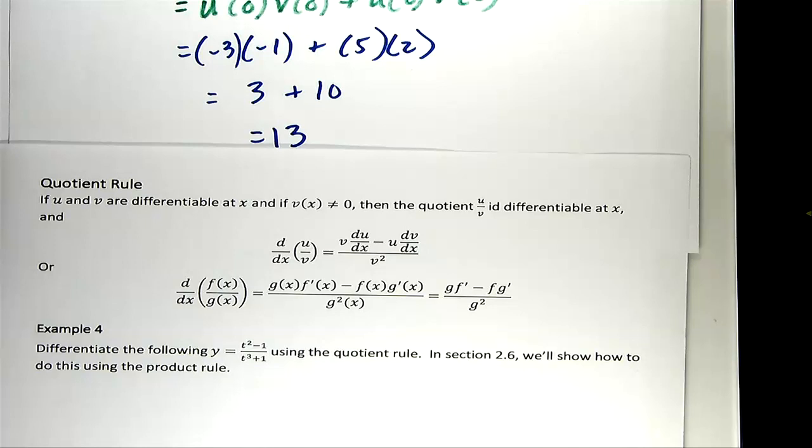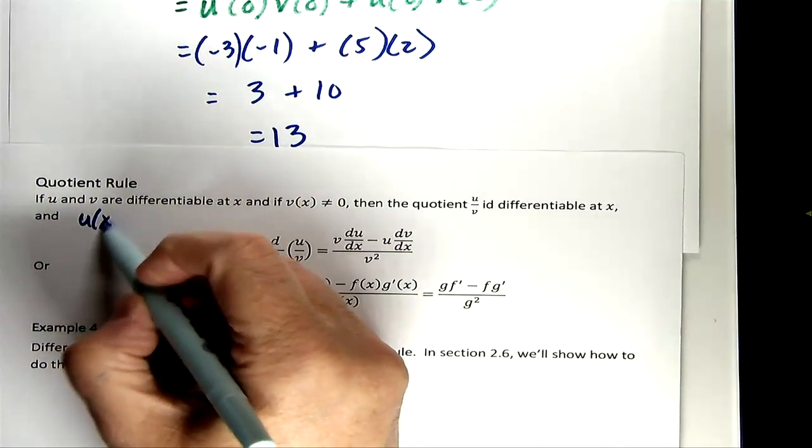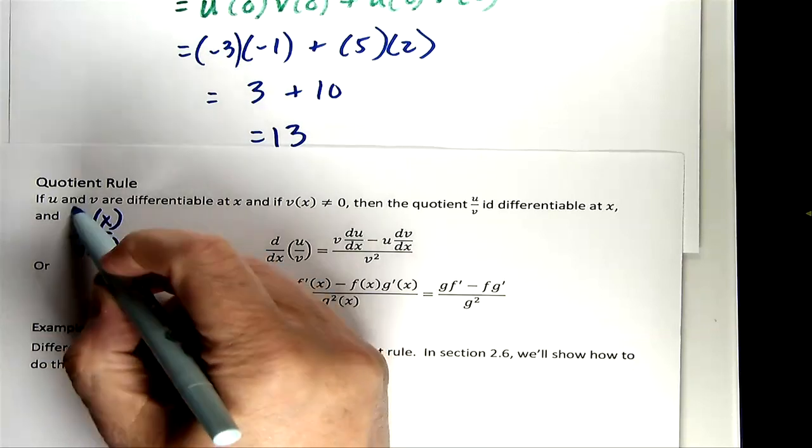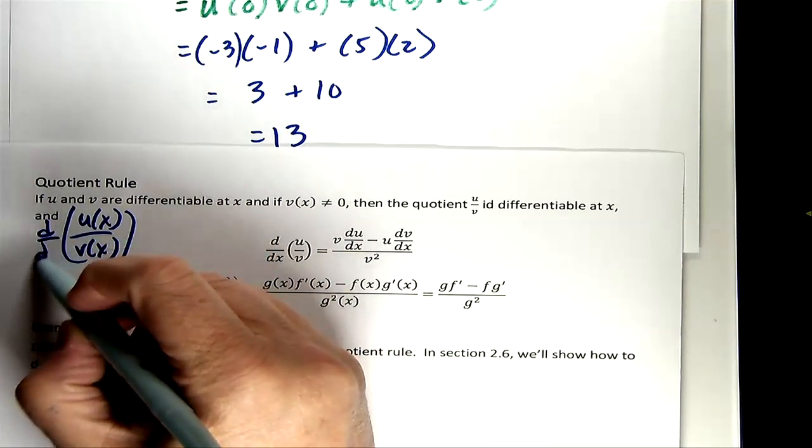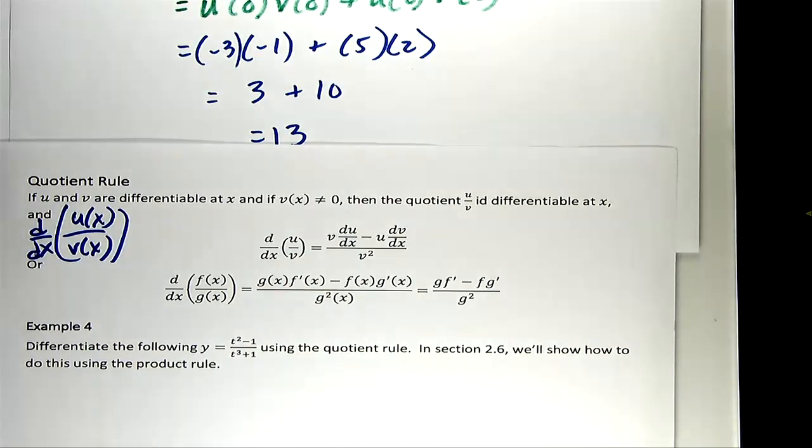So we're looking at u of x over v of x. And then we want to take the derivative of that. It looks similar to the product rule on top, but it's not. There's a minus sign. If you remember it like this, you are a champion of mathematics.